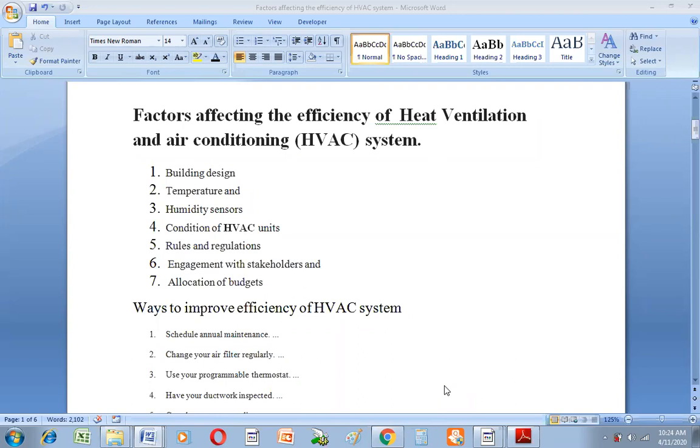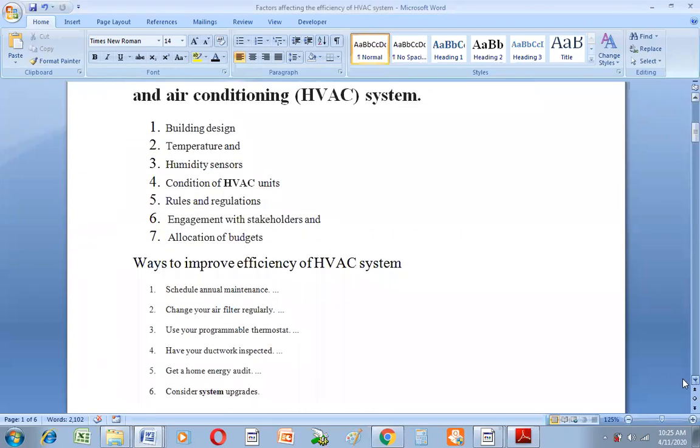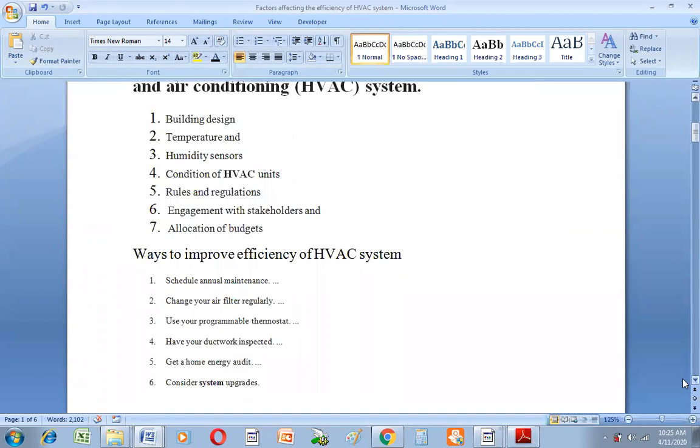So if there is a programmable thermostat which operates automatically, that is, if the temperature becomes 22, the HVAC system will be switched on automatically. But if the temperature comes down to 20 degrees Celsius, then automatically it will be switched off. So that is the programmable thermostat, which is programmed to start the HVAC system at 22 degrees Celsius and to switch off the system at 20 degrees Celsius.